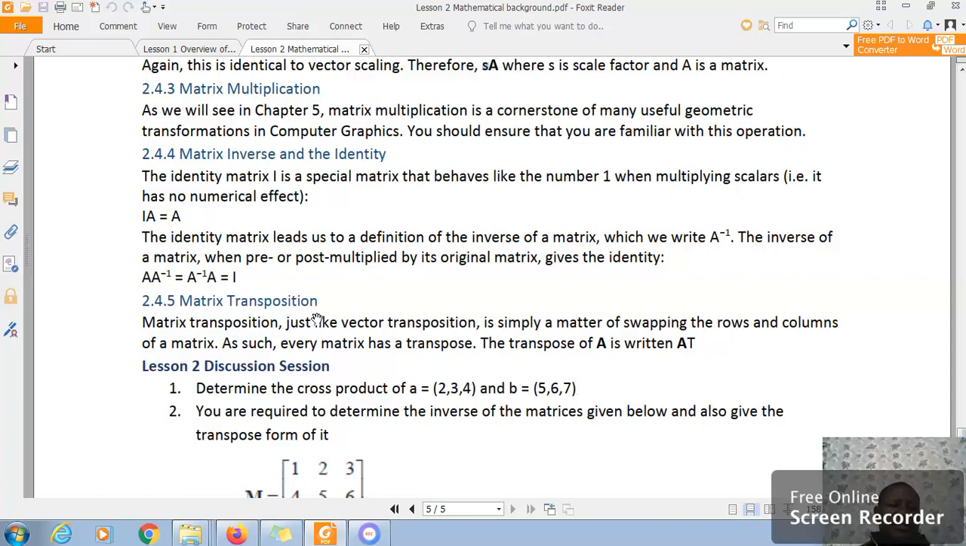Matrix transposition, just like vector transposition, is simply a matter of swapping the rows and columns of a matrix. And as such, every matrix has a transpose, because you can swap the rows and the columns. The transpose of A is written as A transpose.